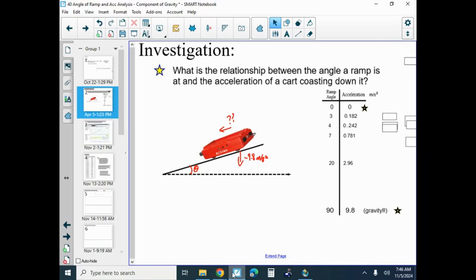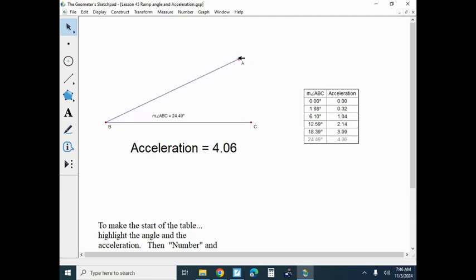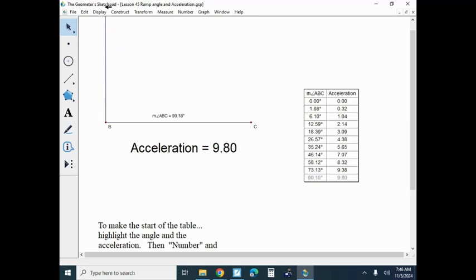I have a simulation of what those numbers would be. This table is going to gather 10 data points over 10 seconds. Right now it's at zero degrees and zero acceleration. And then we're going through a bunch of angles here. Okay, so there's a bunch of data, right?